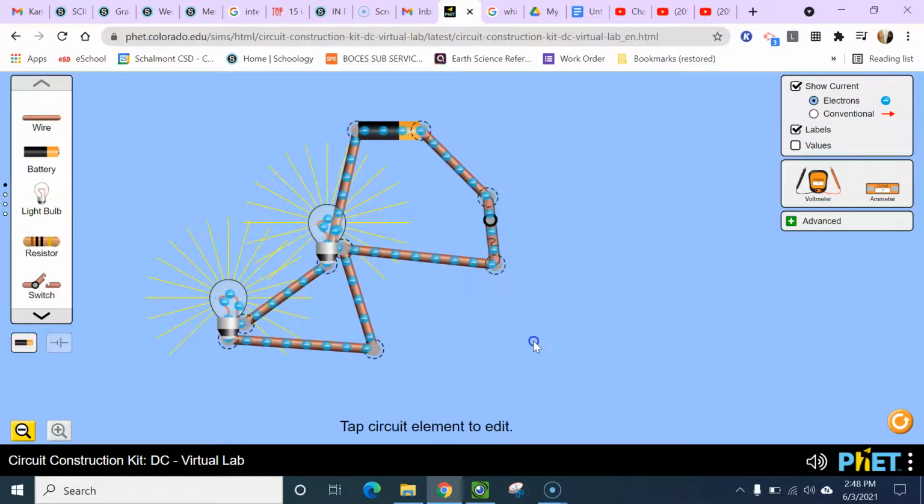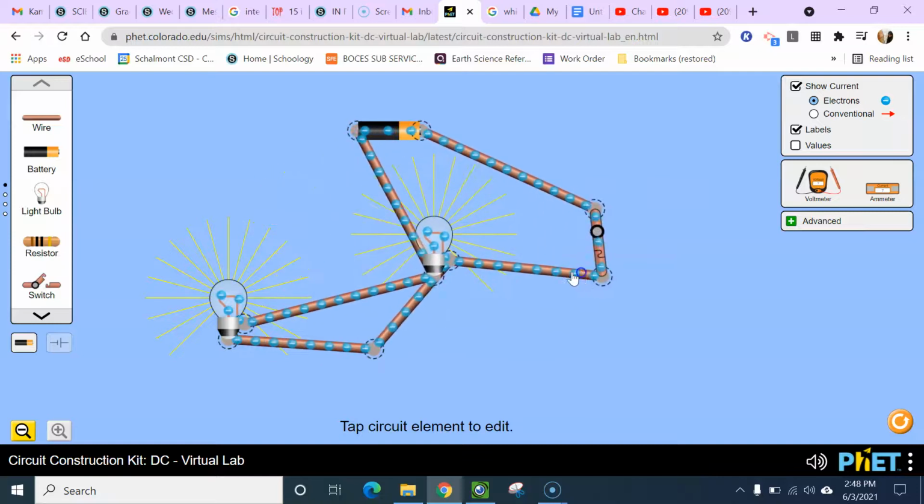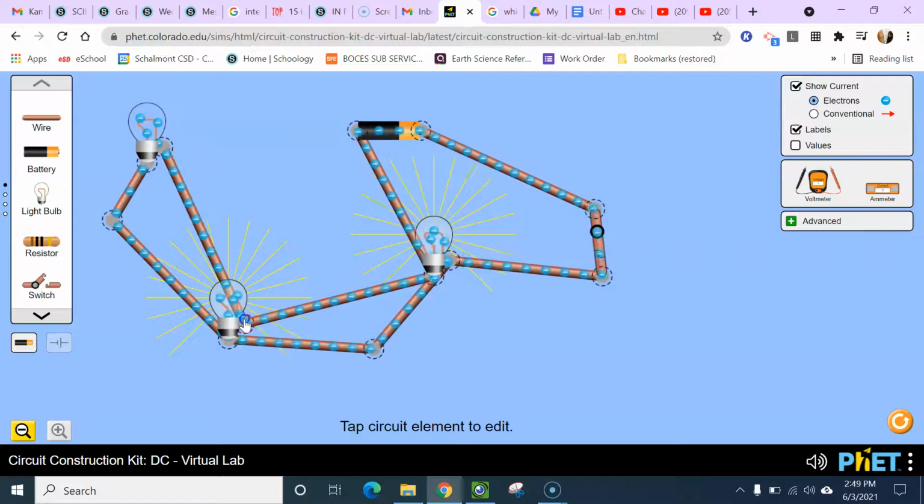Okay, and then it wants us to add a third light bulb onto there. So we say that they're parallel to each other. And we could set them up so that they actually look like they're parallel, but they each have their own loop. And you see the third one is just as bright as well.